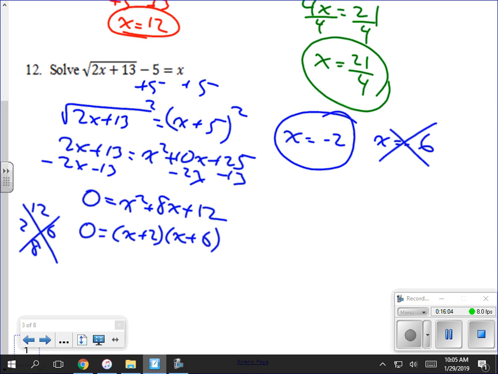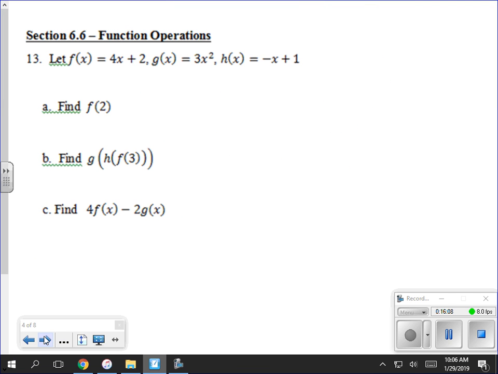Questions so far? Okay. Let f of x equals 4x plus 2, g of x equals 3x squared, h of x is -x plus 1. Find these three items. First one, find f of 2. That's an easy one. You take f of x, replace x with 2. That's 4 times 2 plus 2, 8 plus 2, that's 10.